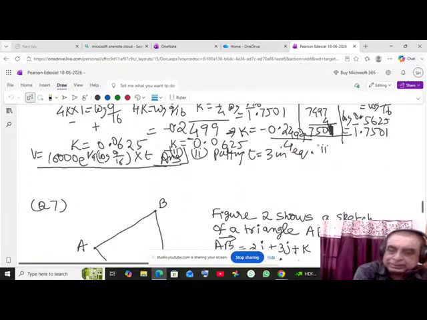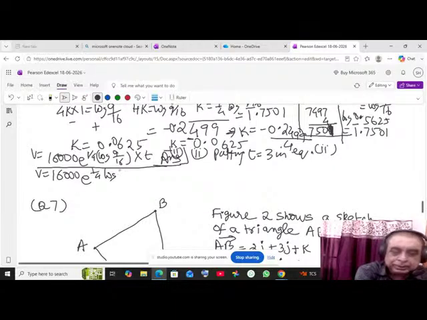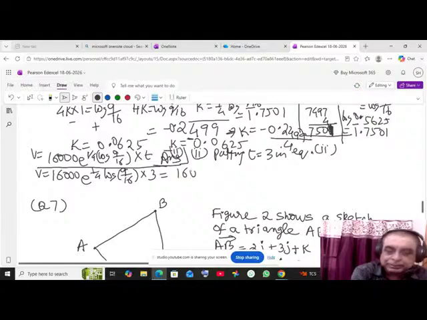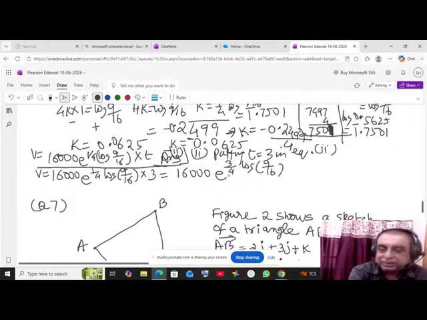So what we get here is V equals 16,000 times e to the power of 1 upon 4 log 9 upon 16 times 3. Now this becomes 16,000 times e to the power of 3 times 1 upon 4, that is 3 upon 4 log 9 upon 16.